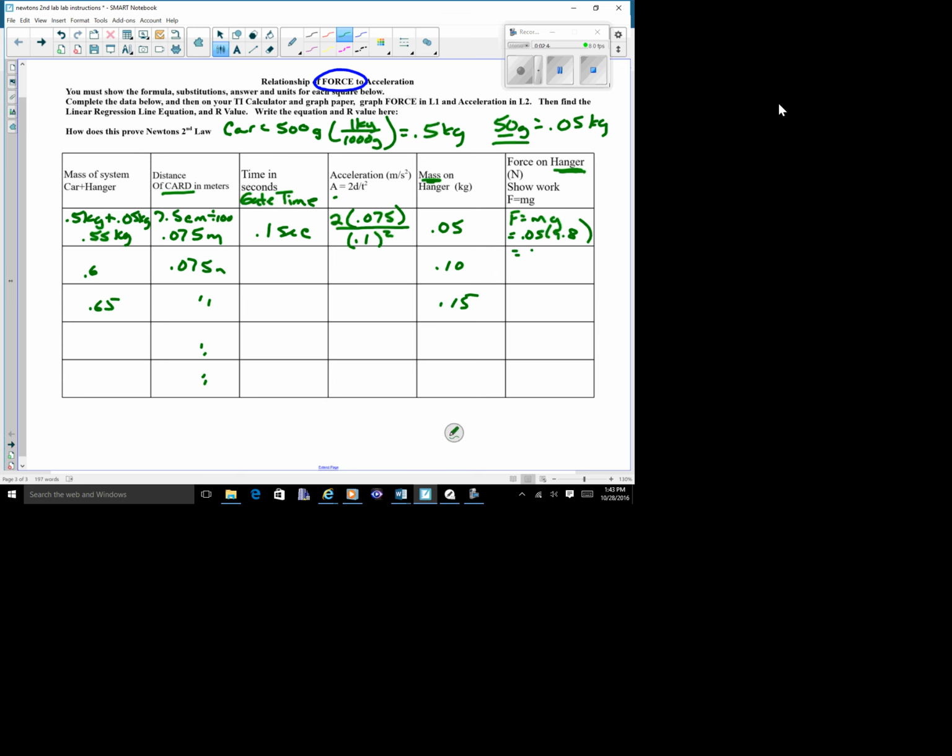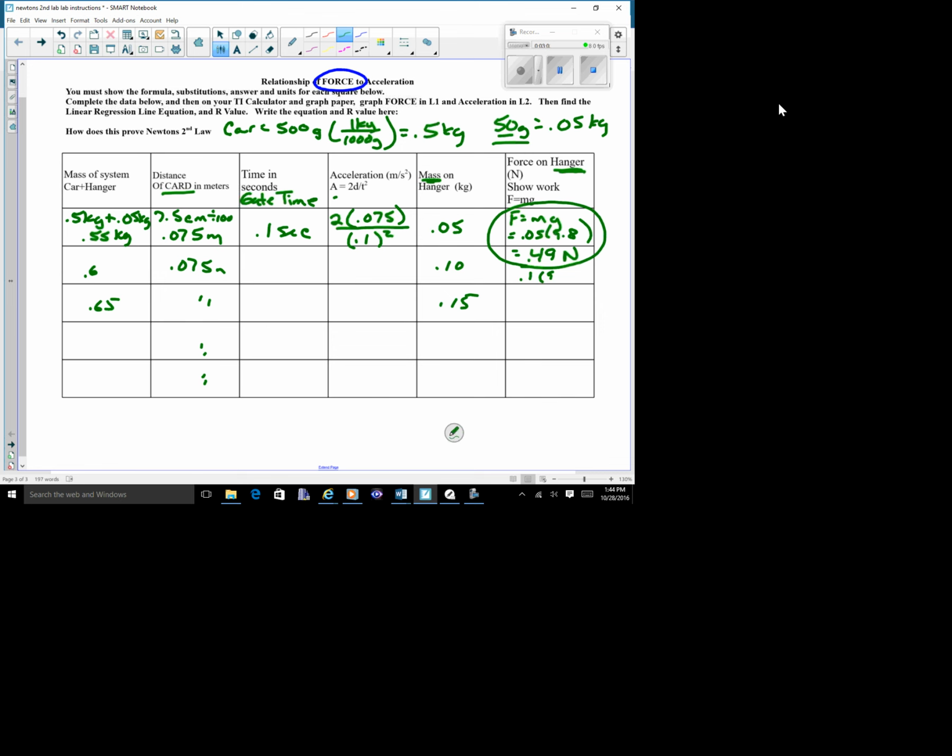Then in the second box, naturally, you doubled it. You're going to show that formula every time. I've got such a big marker, I can't fit it all in one box up here. But you show that whole formula each time. So in the second box down, it would be 0.1 times 9.8, and you get 0.98 newtons and so forth.